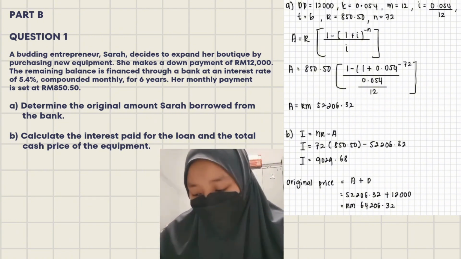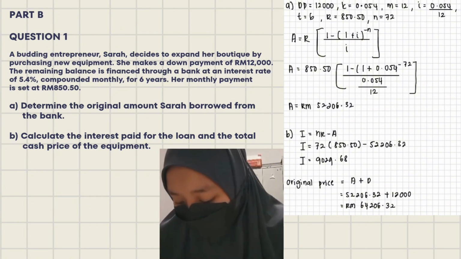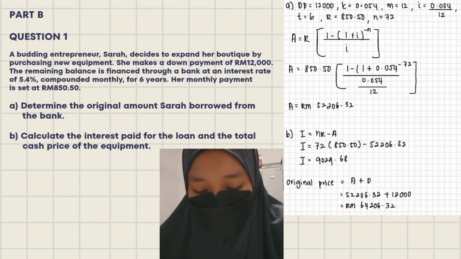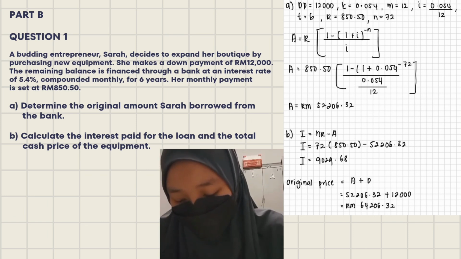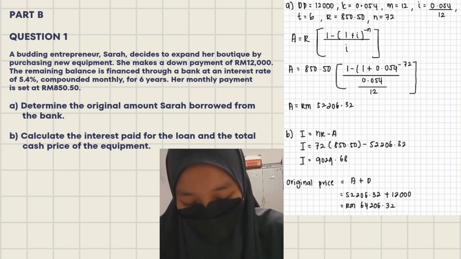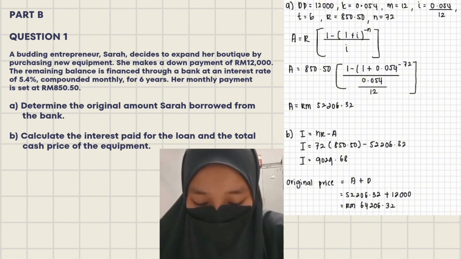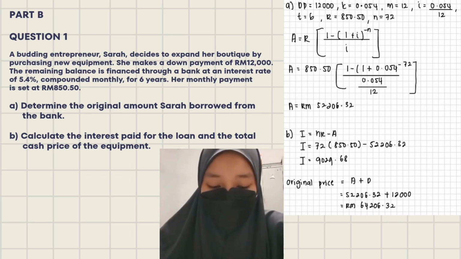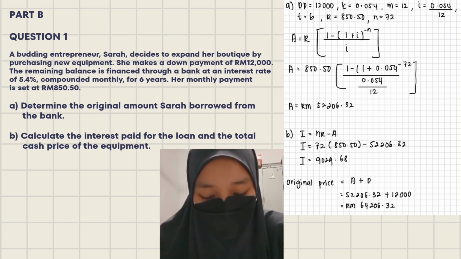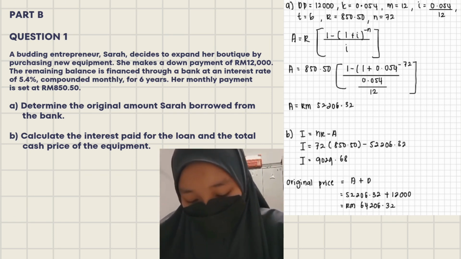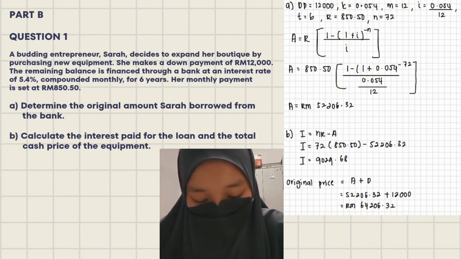So next, question number B. Calculate the interest paid for the loan and the total cash price of the equipment. So for B, we use the formula I equals NR minus A. So we just substitute the information from the question and the answer. So 72 times 850 ringgit and 50 cents minus 52,206 ringgit and 32 cents. So for the I, we got 9,029 ringgit and 68 cents.